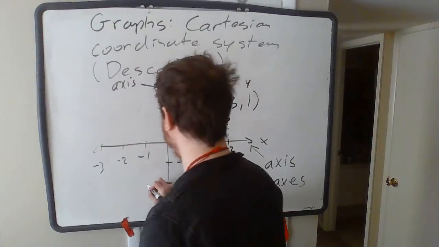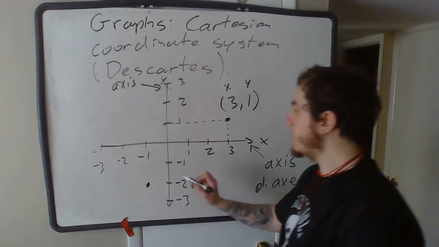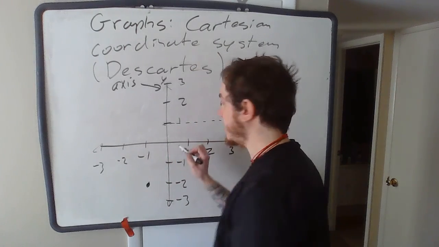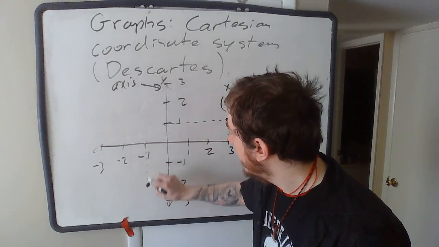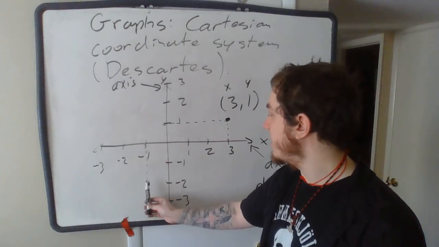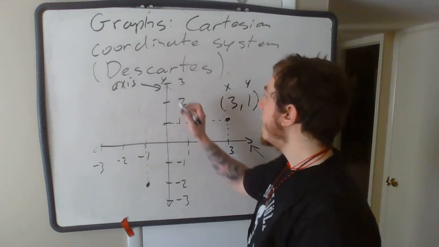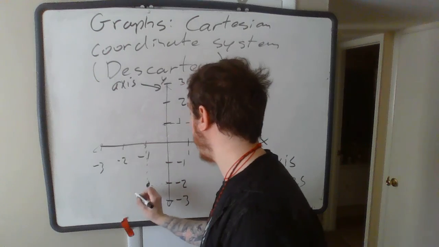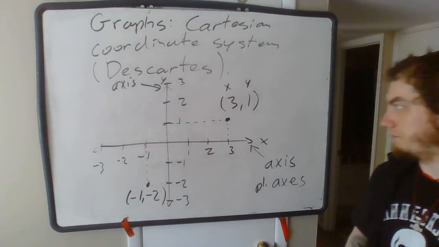So what if I wanted to describe this point? Well, I could say, okay, to go to this point, I need to look along the x-axis, and I'm at -1. If I think about where this is in the x direction, it's at -1. And if I think about where this is in the y direction, it's at -2. So this would be the point (-1, -2).